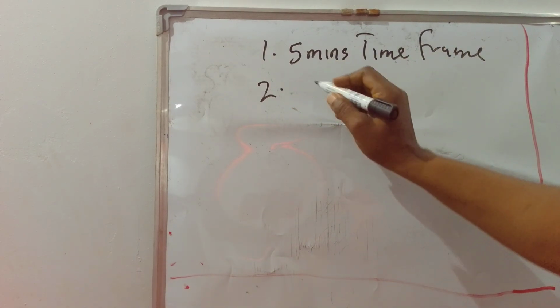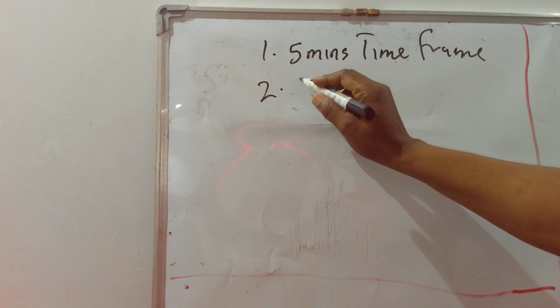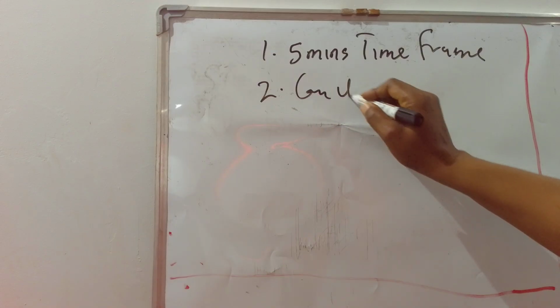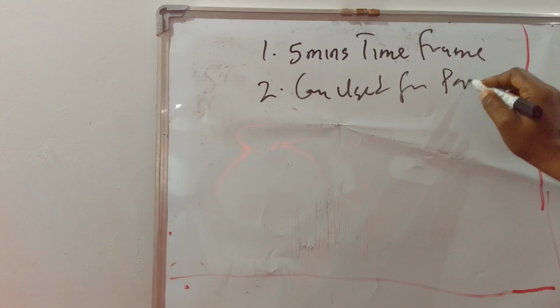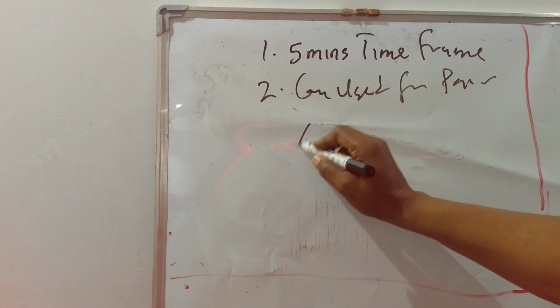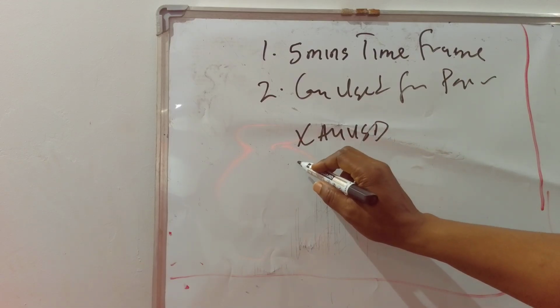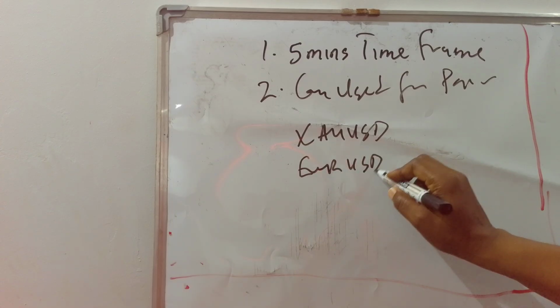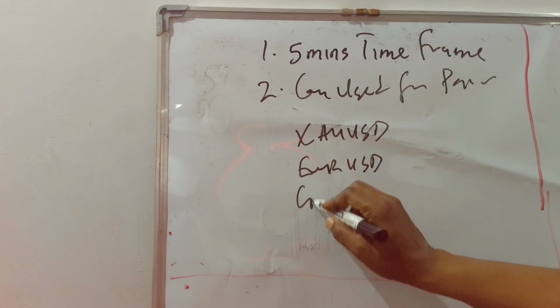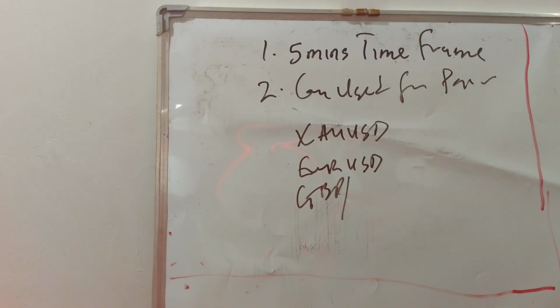Number two, the system or the strategy can be used for any pairs. You can use it for USD, Euro USD, then GBP, and other pairs as you want.